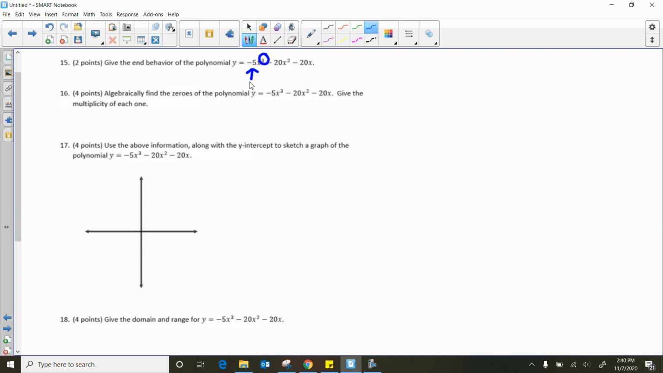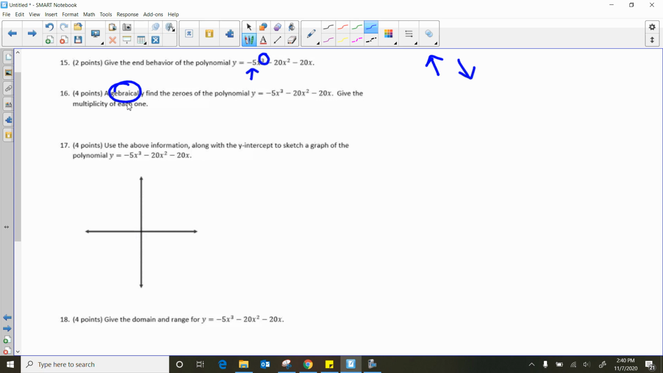The negative number out in front, we're worried about positive or negative with the leading coefficient. A negative leading coefficient means as we go to the right, it goes down forever, down to negative infinity. If that was a positive number, it would go up, and a negative number means down. So since we go down to the right, and the 3 is odd, it means opposite directions for the left. That's all I needed for 2 points on number 15.